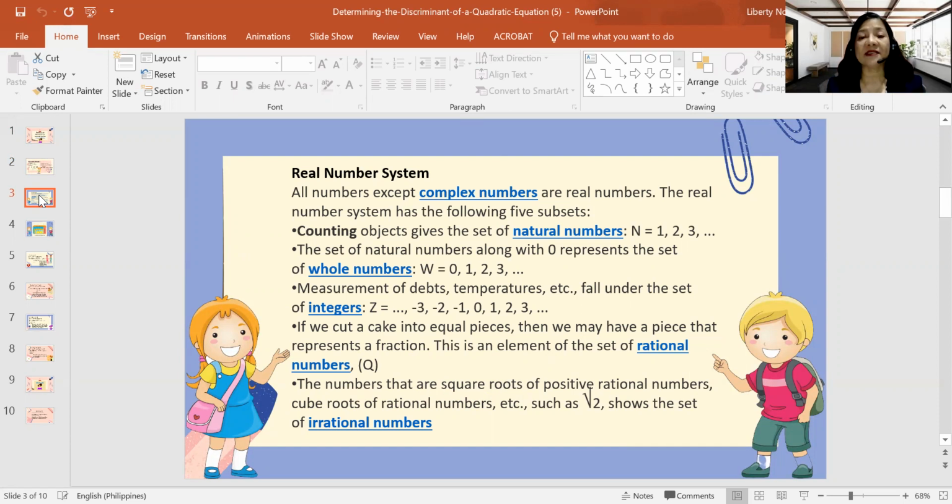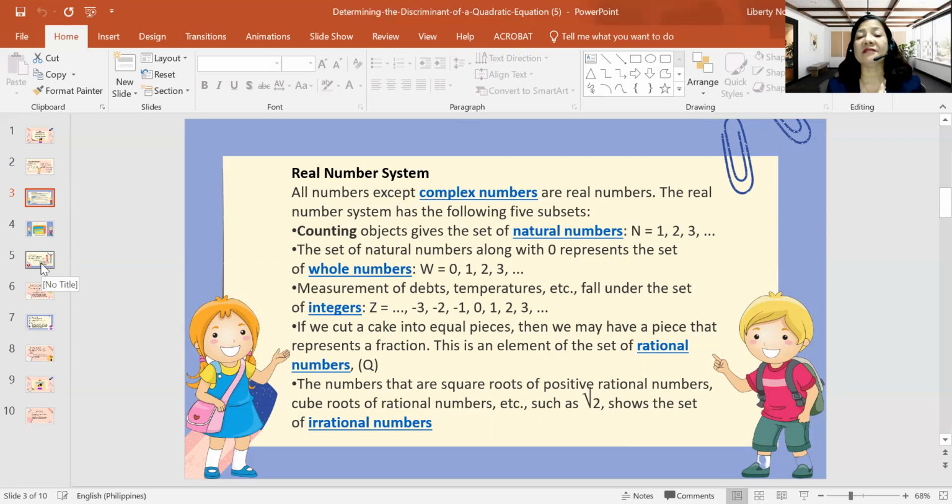Counting objects gives the set of natural numbers. N is the symbol for natural numbers. And the natural numbers are 1, 2, 3, and so on. The set of natural numbers along with 0 represents the set of whole numbers. Whole numbers use the symbol W. So the whole numbers have 0, 1, 2, 3, and so on. Okay, see the difference between the natural numbers and the whole numbers.